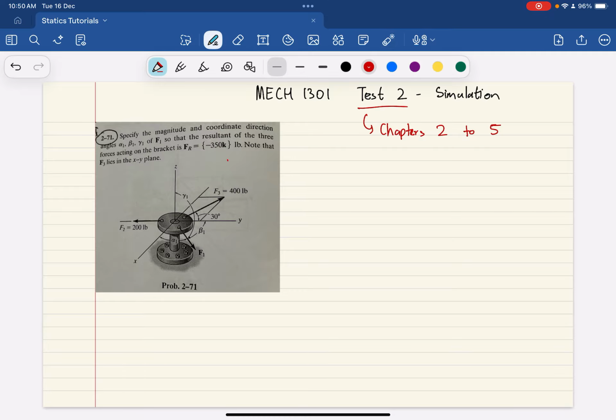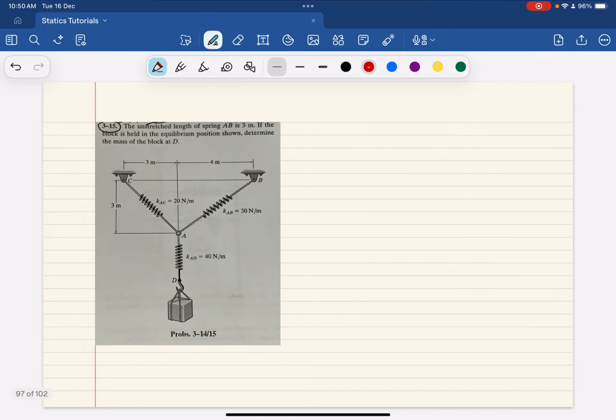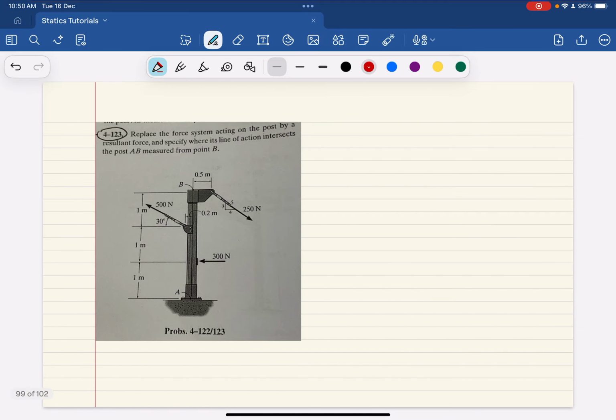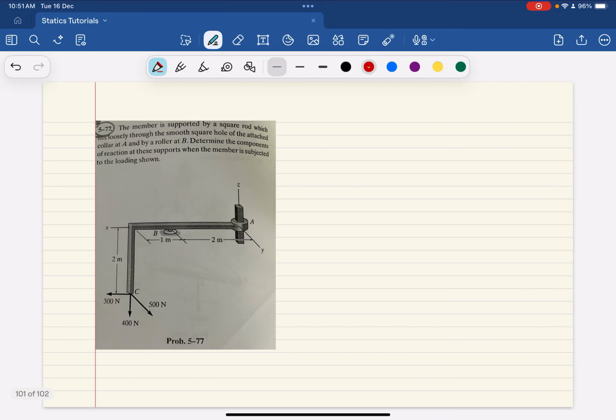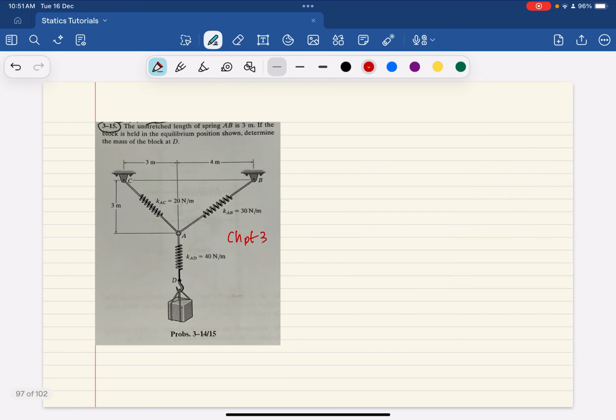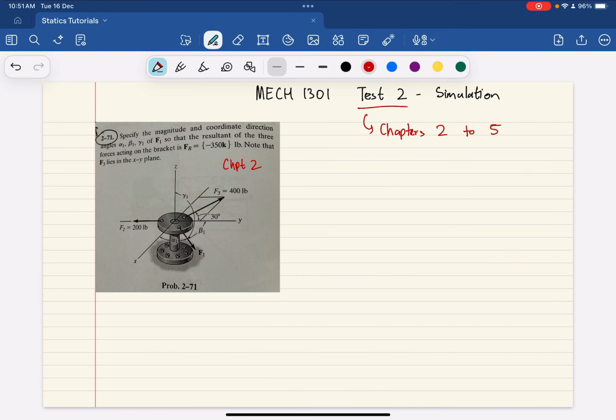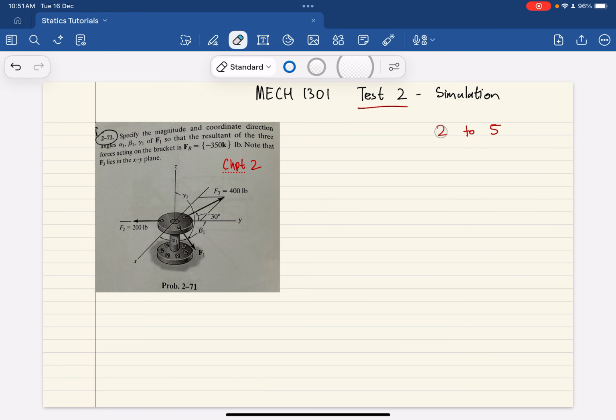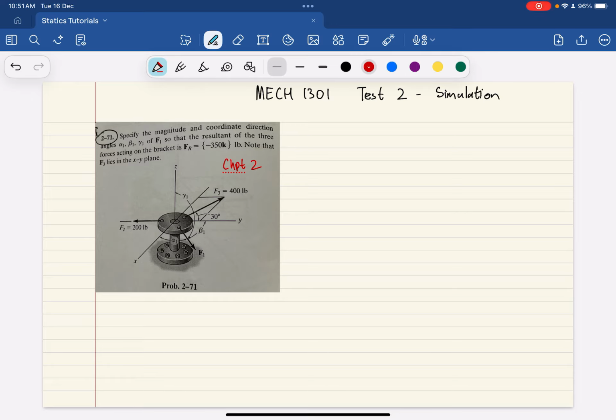So this one is from chapter 2, and this one right here is from chapter 3, followed by a question from chapter 4, and of course chapter 5. So we're going to go for a walkthrough on these problems, and how we're going to solve and approach them. So hopefully this will be very helpful for your test 2 onwards.